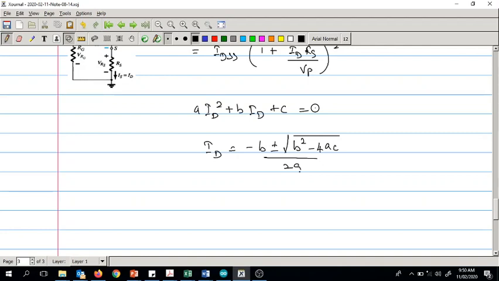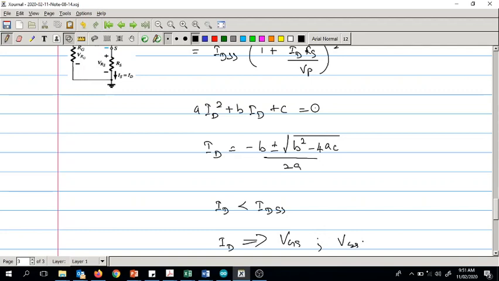Right. So from this you get two different values. Which is the correct one? One is ID. ID in this case will have to be less than IDSS. Also, by substituting ID, you can find VGS, right? Once you find ID, you will get VGS, which has to be in magnitude.